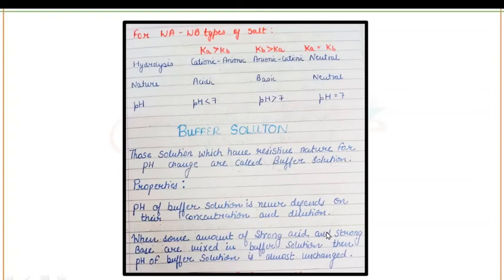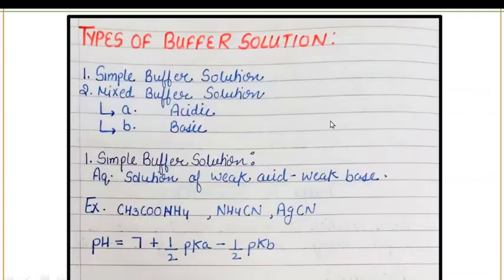If we talk about weak acid, weak base type salt, if Ka is greater than Kb, then this type of hydrolysis will be known as cationic anionic hydrolysis. If Kb is greater than Ka, then it will be known as anionic cationic hydrolysis. And if they are equal, then this will be neutral hydrolysis. Okay, the nature depends on the values of Ka and Kb, and pH will also be according to the acidic, basic and neutral character, as you can see here.